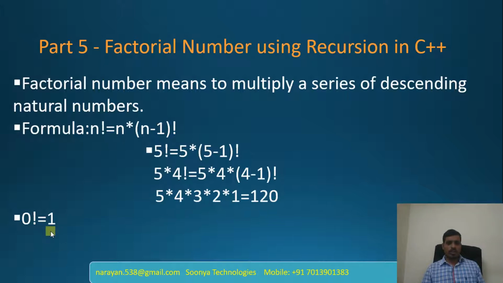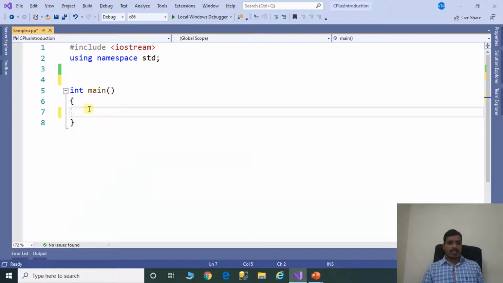Launch Visual Studio and create a C++ application. I already created a C++ application. Here we have the main method. Main method is the entry point for an execution. First point is we need to read input from the command prompt. To store the input, we need to declare one variable, int input.